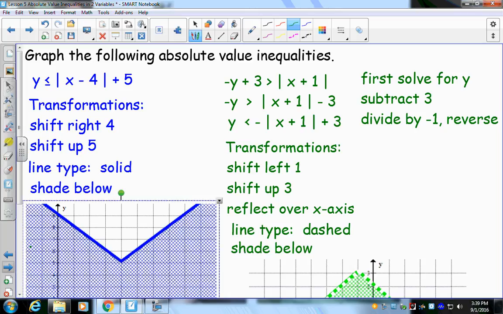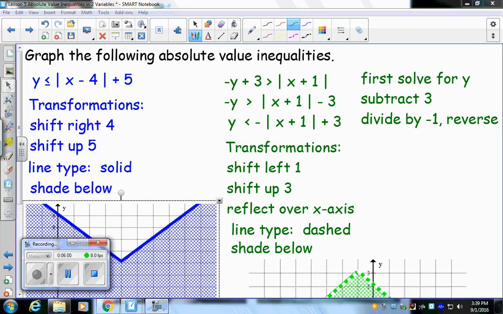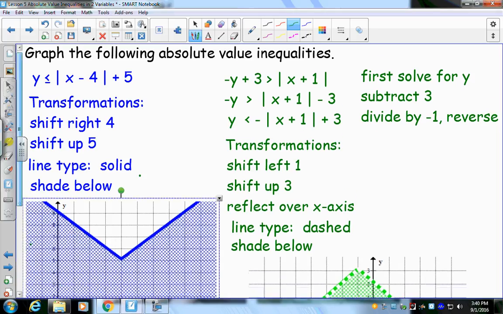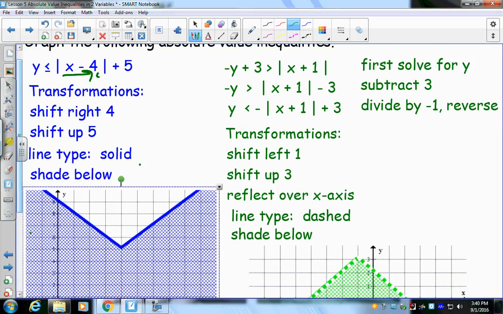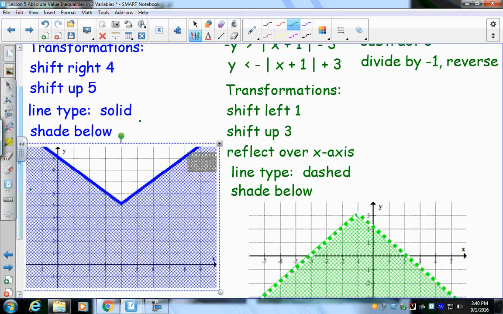All right, so let's take a look at this example. All right, so I have this graph: y is less than or equal to the absolute value of x minus 4, plus 5. So to graph the line, the absolute value itself, this is right 4, up 5. So from the origin, I go right 4 and up 5. Notice that's also the vertex, which is (4, 5). There are no negatives or numbers in front of my absolute value. So from here, I'm just going up 1 and 1 to the right, up 1 and 1 to the left.